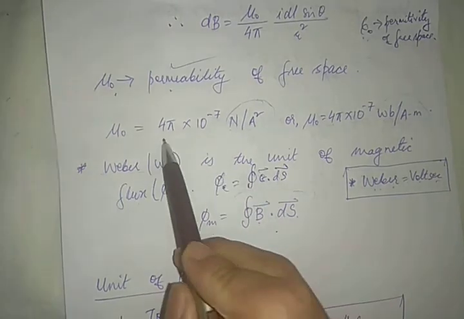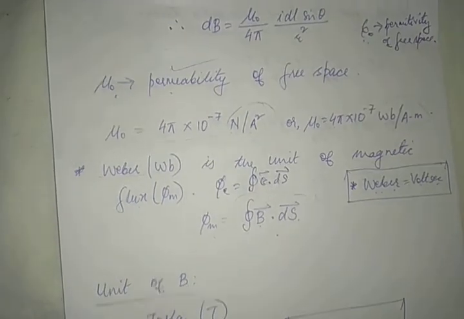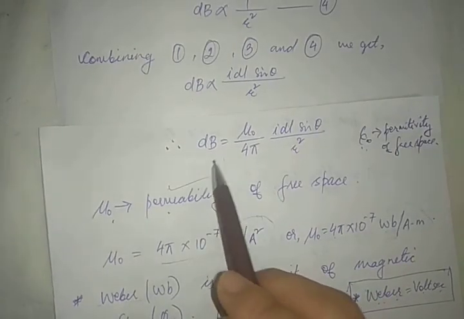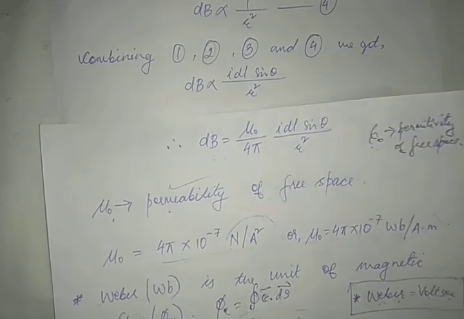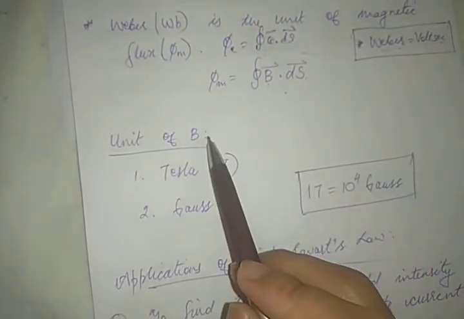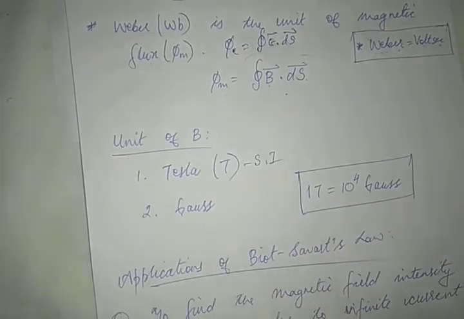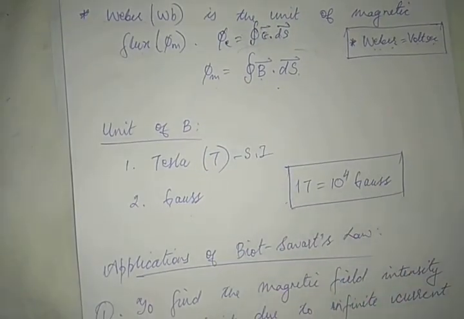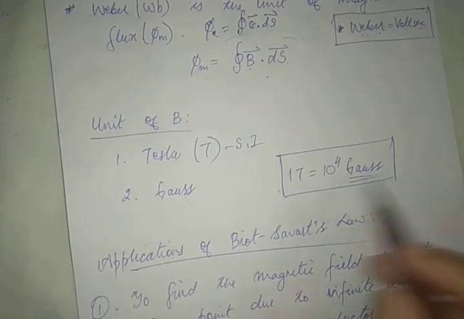So don't forget this value of permeability of free space. This is the expression that you get from Biot and Savart's law. Remember, dB is mu naught by 4 pi I dl sine theta by r squared. And by the way, the unit of B, magnetic field intensity, is Tesla. This is the SI unit, and the other unit is Gauss. 1 Tesla is 10 to the power 4 Gauss. This is the relation between Tesla and Gauss.